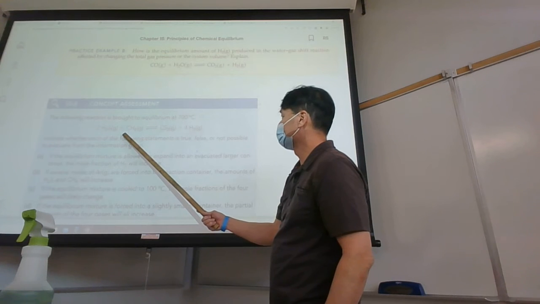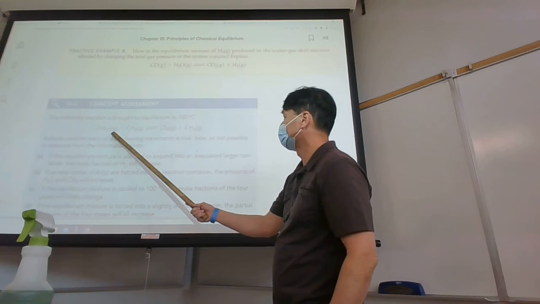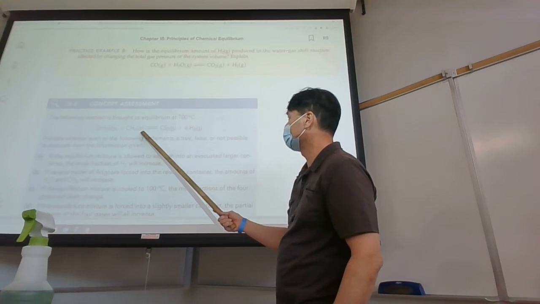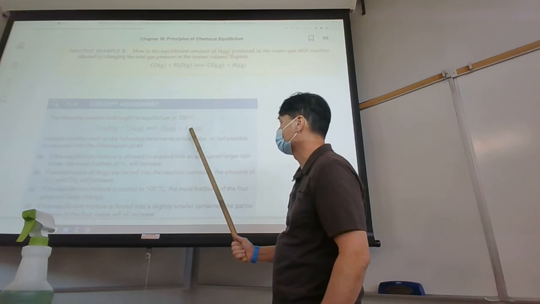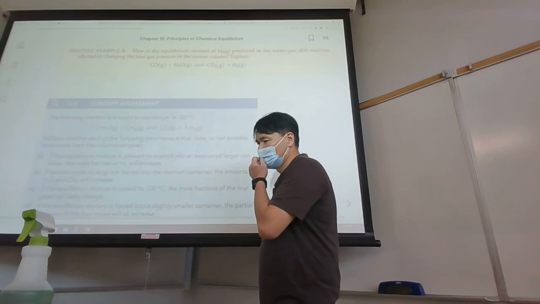Well, anyway, let's take a look at this one here. So we have hydrogen sulfide and methane yields carbon disulfide and hydrogen. This is a redox reaction too.